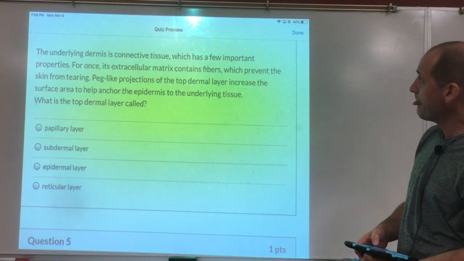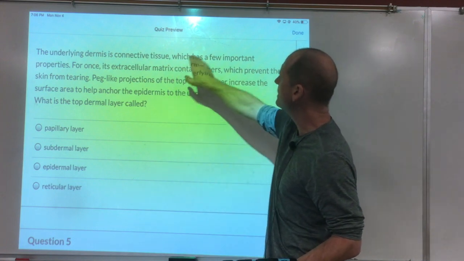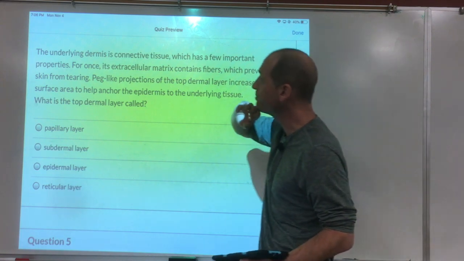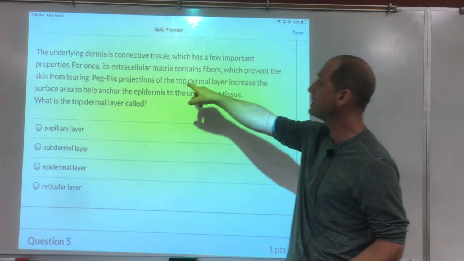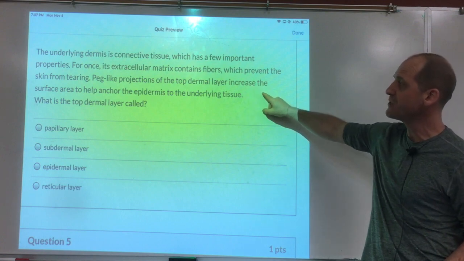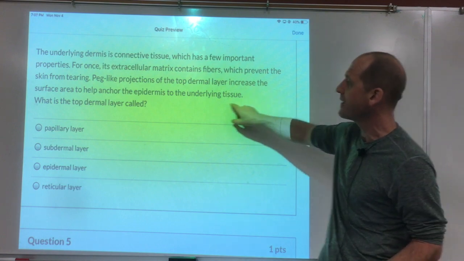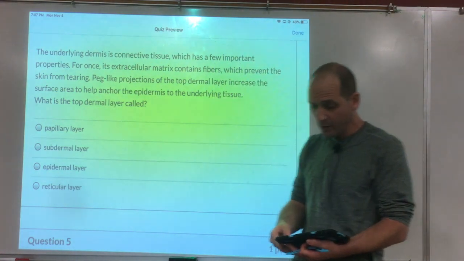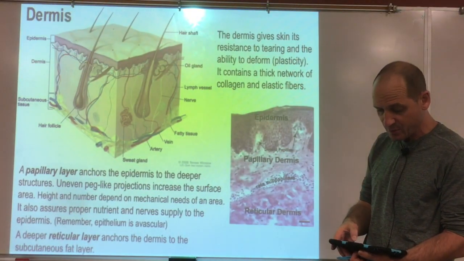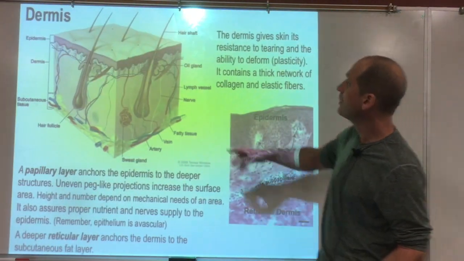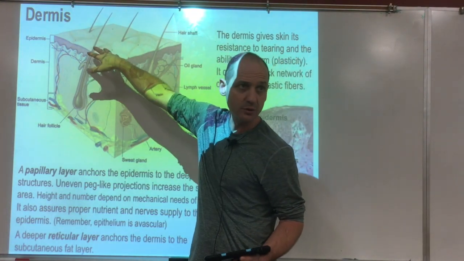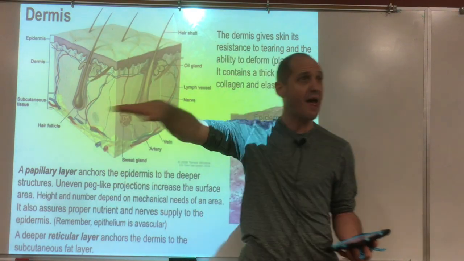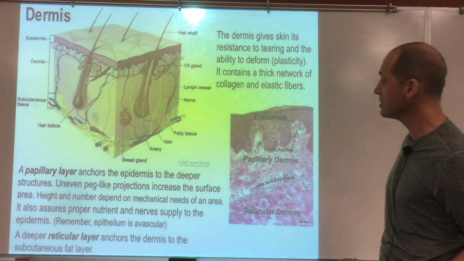It's not a mango or anything. The underlying dermis is connective tissue, which has a few important properties. For one, its extracellular matrix contains fibers, which prevent the skin from tearing. Well, that's good. Peg-like projections on top of the dermal layer increase the surface area to help anchor the epidermis into the underlying tissue. What is that top dermal layer called? Papillary layer. So does that make sense with the surface enhancement? When you have these wigglies here, they're all three-dimensional, like pegs coming down. So that up and down on the valley makes much more surface area than if it were flat, and so it anchors it better.